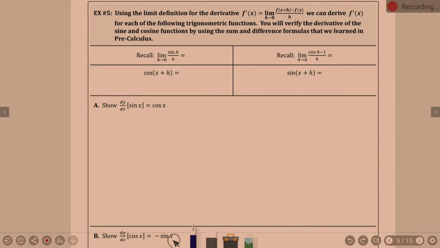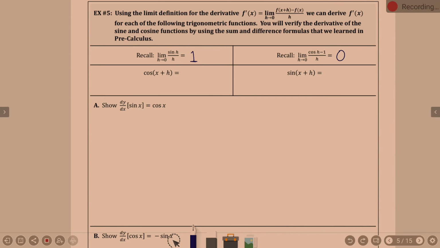Okay, so recall, first of all, the limit as h approaches 0 of sine h over h is equal to what? 1. It's one of your special limits. The limit as h approaches 0 of cosine h minus 1 over h is 0. These are back in unit 1 somewhere.